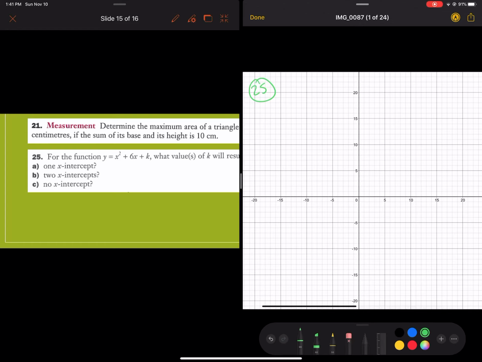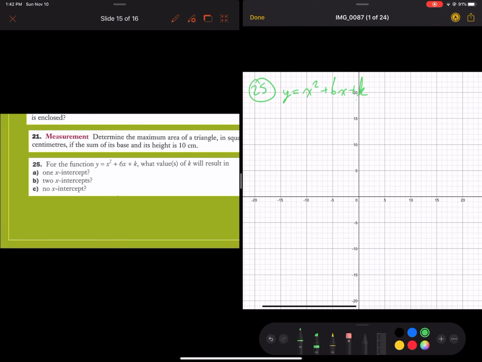For question 25, for the function y equals x squared plus 6x plus k, what values of k will result in one x-intercept, two x-intercepts, and no x-intercepts? That's odd. Let's try and arrange it into something we can understand better, like the vertex form. y equals x squared plus 6x.